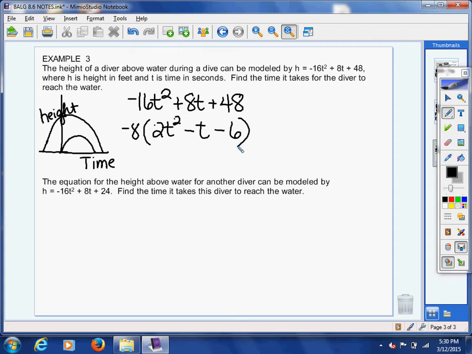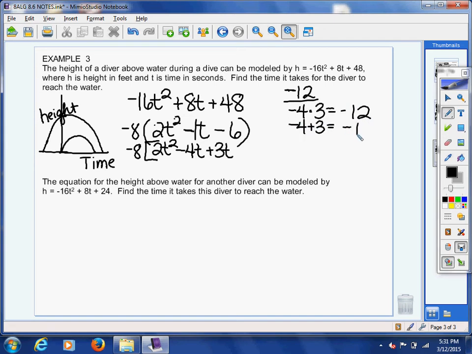And then we want to factor by grouping. So we're going to rearrange a little bit. We're going to rewrite negative t as negative 1t. So we need 2 times negative 6, which is negative 12. I need factors of negative 12 that add up to be negative 1. Now hopefully you're seeing in your head negative 4 and positive 3. Remember, negative 4 times 3 is negative 12, and negative 4 plus 3 is negative 1. That's exactly what we need, okay?